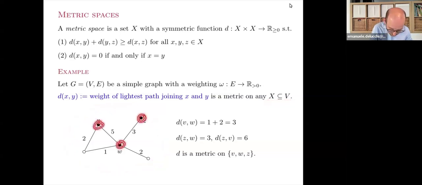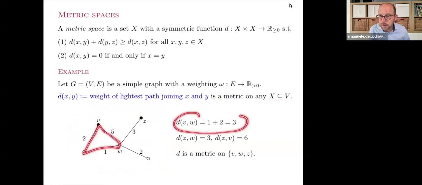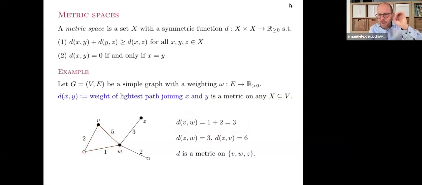And how does it do it? Well, I look at two black vertices and I ask myself, what's the lightest path that connects these two vertices? So for the case of V and W, there is a path of weight 5, there is a path of weight 3, so the distance is 3. I mean, this is kind of a simple thing. I will display some graphs with some black vertices, so I will mean the metric space induced on the black vertices by the associated labeled graph. Okay, so that's a metric.